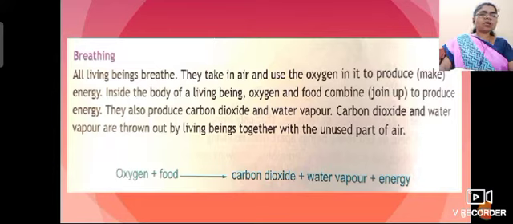See, you can see here oxygen plus food. What will you get? What is the result? Carbon dioxide plus water vapor plus energy, okay.